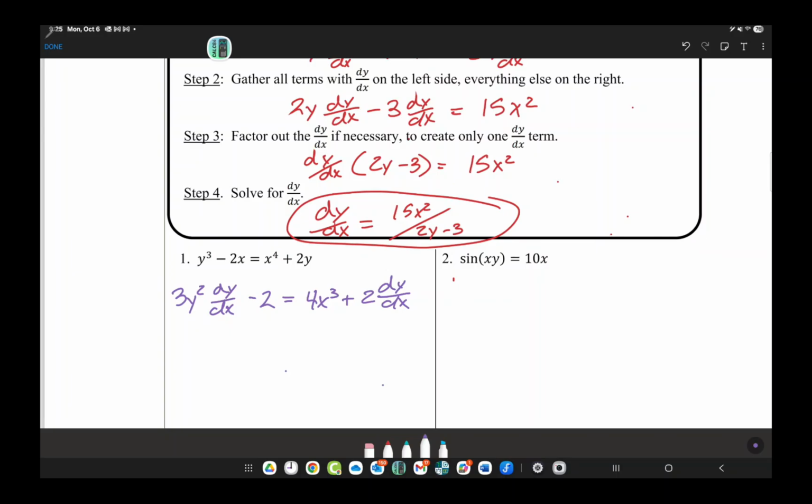So that's step one. Step two is to get all your dy dx's on one side, everything else on the other.